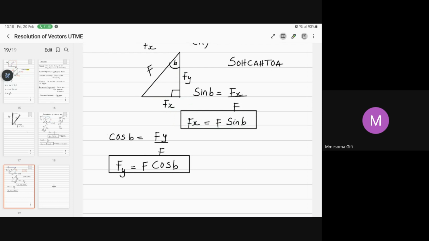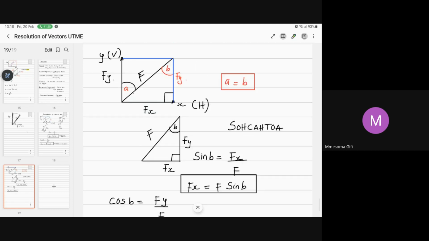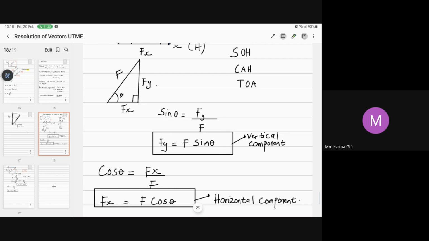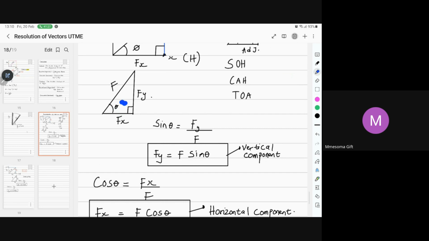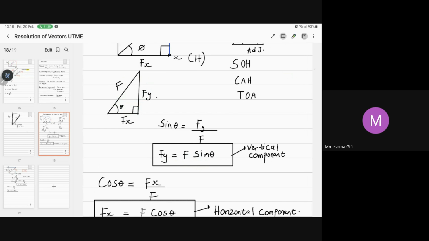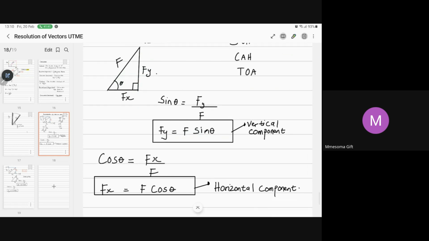So let's scroll up again. We'll have two cases. Case one, when the angle is with the horizontal. You can see that the angle right here is actually with the horizontal. This is where the angle is. Then we'll form the triangle. We'll have F sin theta for the vertical component, and F cos theta for the horizontal component. But when you now flip it, there's a different case altogether.